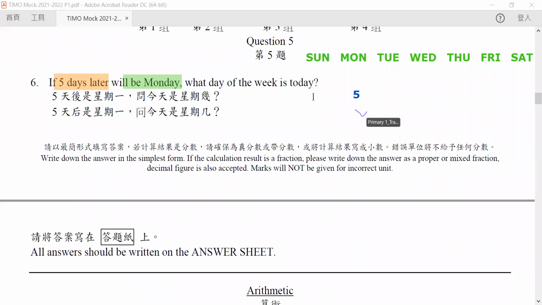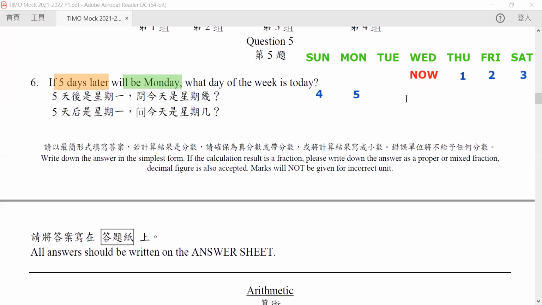So this is Monday, so it means that 4 days later it will be Sunday. And then 3 days later it will be Saturday. Oh, teacher. Yes. So your question, 2 days later it will be Friday. Yes. And hence 1 day later it will be Thursday. And hence we know what the day is now. The day now would be Wednesday, right? Wednesday.